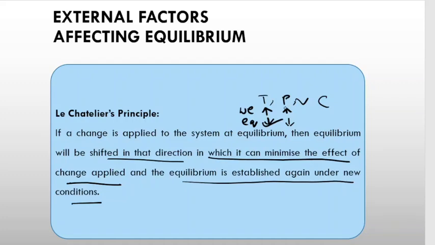Once again, if we increase or decrease any of these factors, definitely the equilibrium will be disturbed. The system always spontaneously wants to get back to equilibrium. Then what will it do? It will shift in a direction opposite to the change we have applied, so that the equilibrium re-establishes again. This is the core point of the Le Chatelier principle.